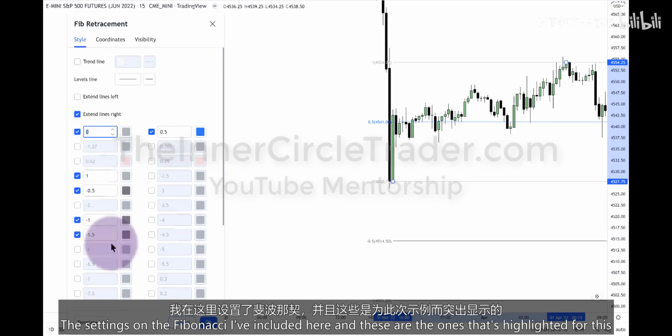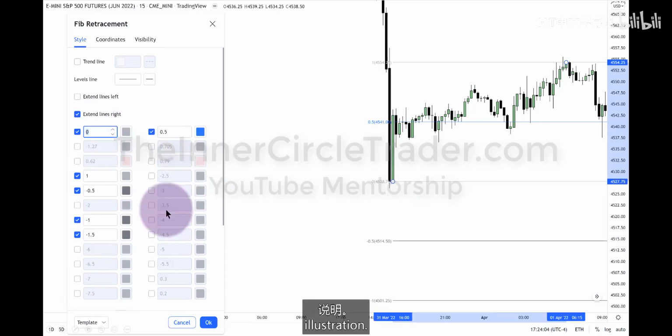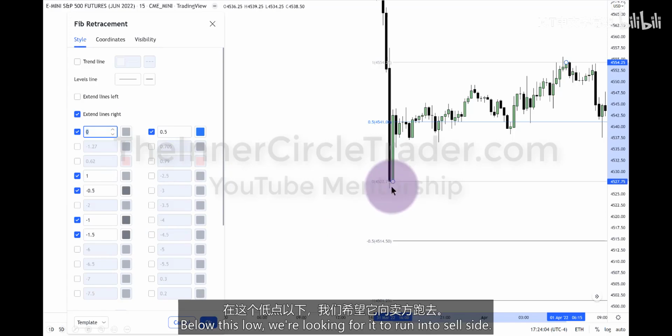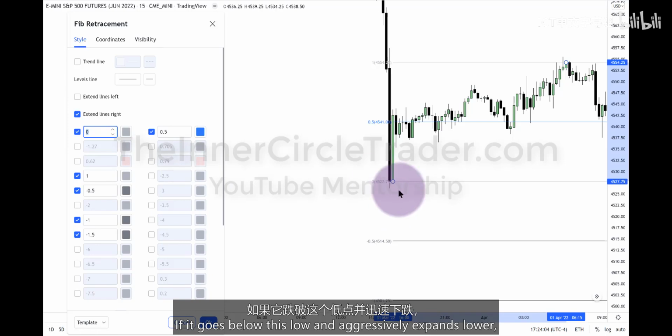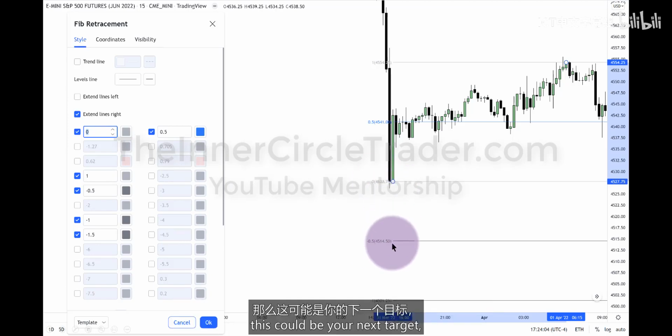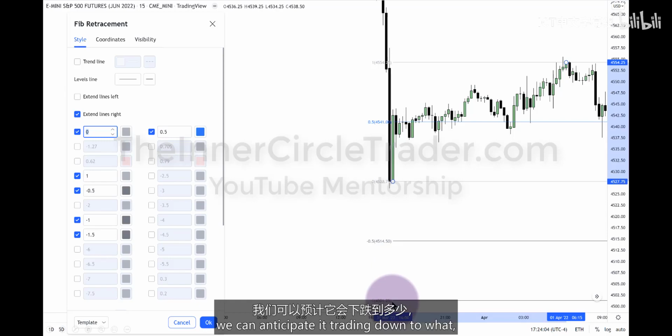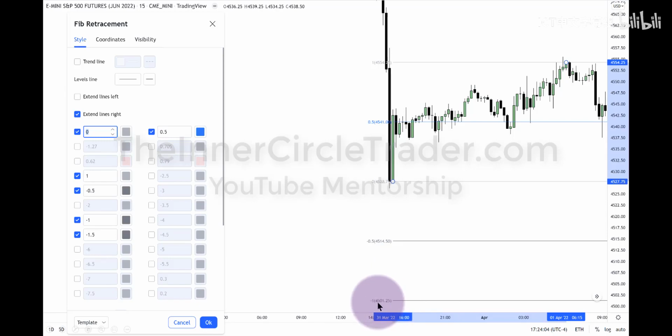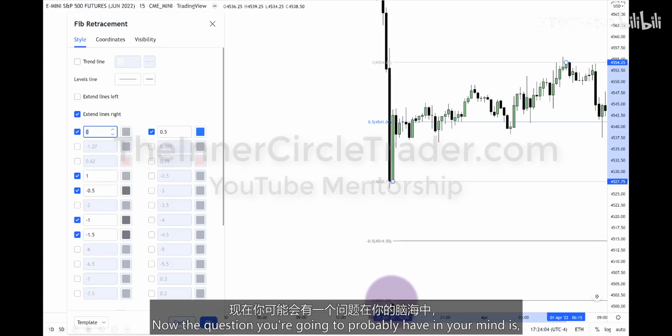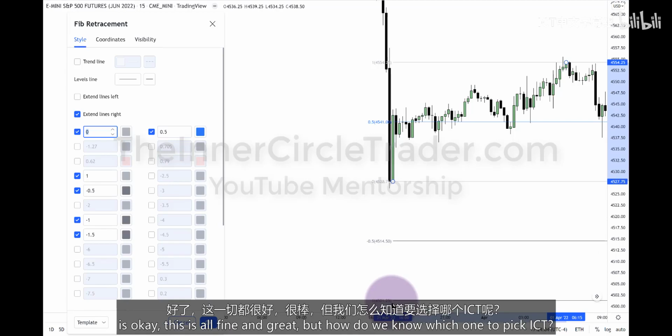The settings on the Fibonacci I've included here, and these are the ones that are highlighted for this illustration. So below this low, we're looking for it to run into sell side. So if it goes below this low and aggressively expands lower, this could be your next target, 45.14.5. If it goes below this one, we can anticipate it trading down to what? 45.01.25.